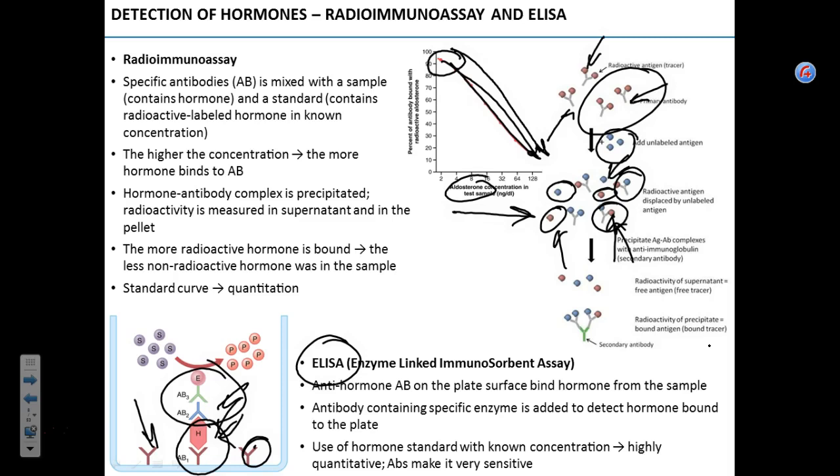Again, this method is all about detection of a complex between the antibody and the hormone. More hormone, more complexes, higher signal. That's all you need to know. Is that clear? That's a great method. Very easy to do. Very common. Probably the most common method in determining hormones. Okay? Questions before we move on?